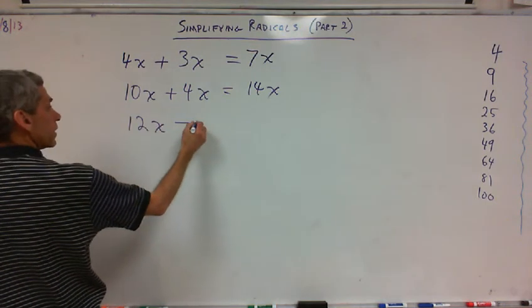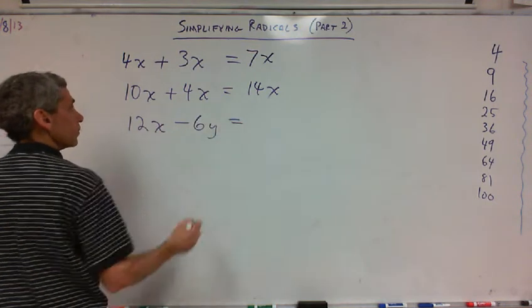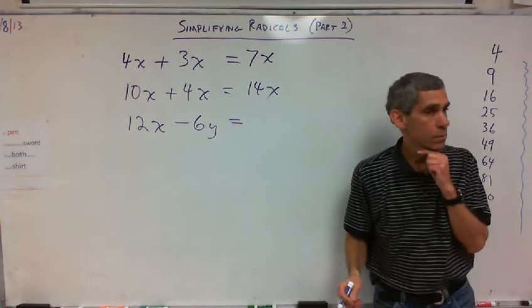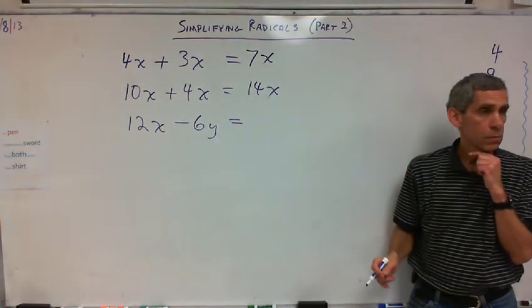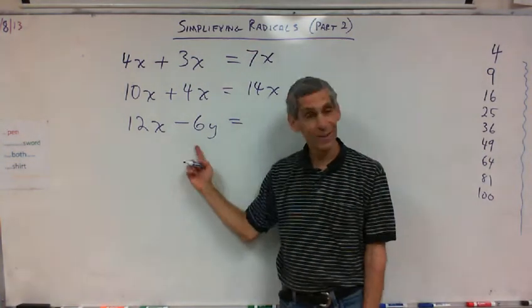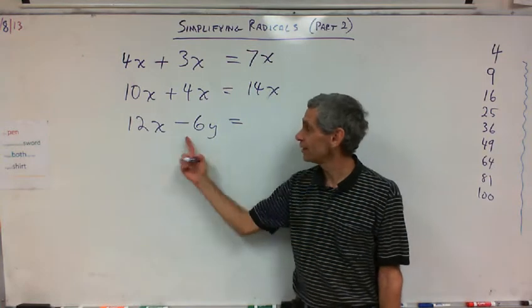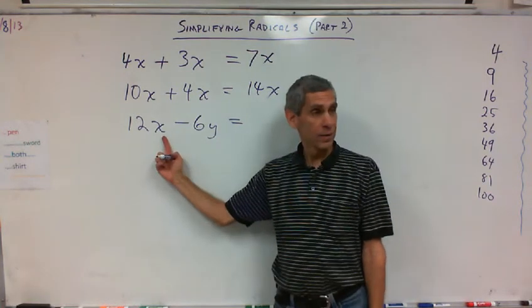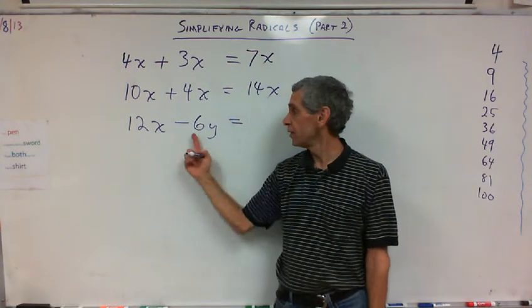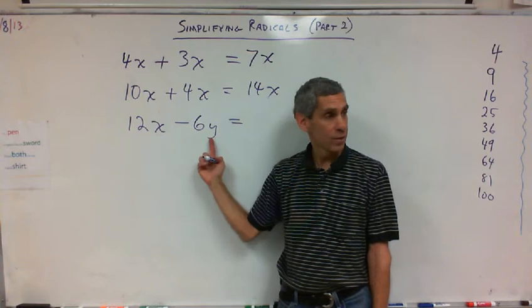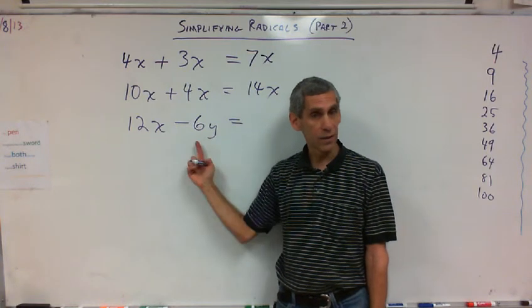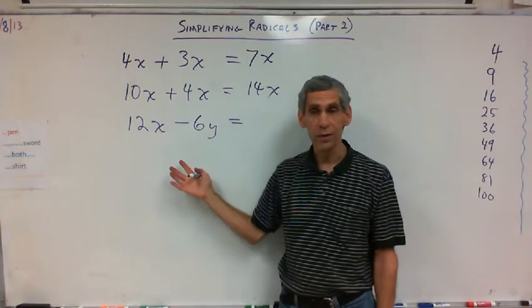Okay, what does 12x minus 6y equal? You can't really simplify that. Yes, that's right. It's 12x minus 6y. I can't go any further. These are not like terms. The coefficients are 12 and 6, but the unknowns are x and y. They're not like terms. I can't go any further.